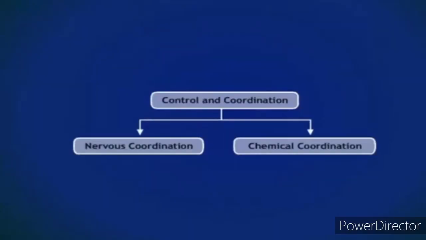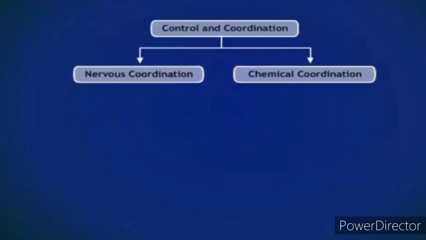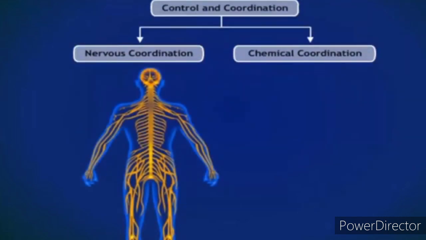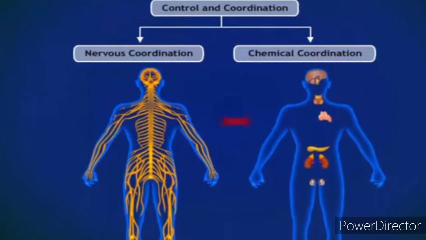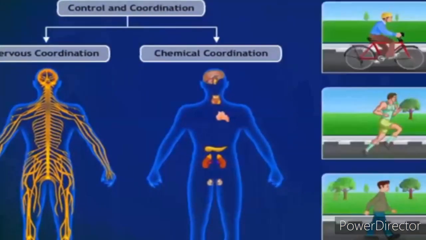The animal body has two levels of control and coordination: nervous coordination and chemical coordination. The nervous system and the endocrine system act in a coordinated manner for the proper regulation of body activities.